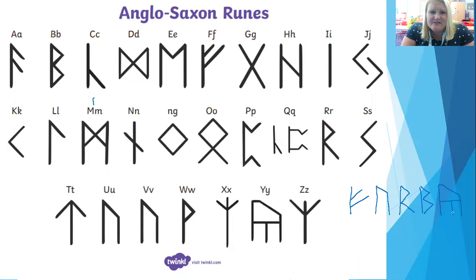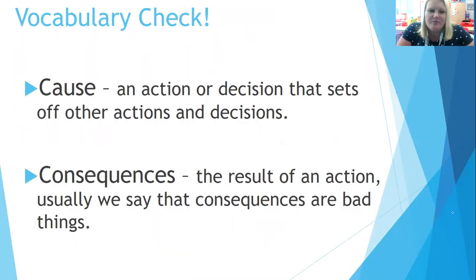Okay, let's move on to the serious stuff this morning. So we're going to do a vocabulary check from our learning objective. The first word I want to go through is cause. So cause is an action or something that you do, or a decision that sets off lots of other things. So it could be that you decide to go for a walk, you decide that you want to start a business, or you decide that you want to adopt an animal, or make a new friend, or something like that. And it sets off a series of other reactions.